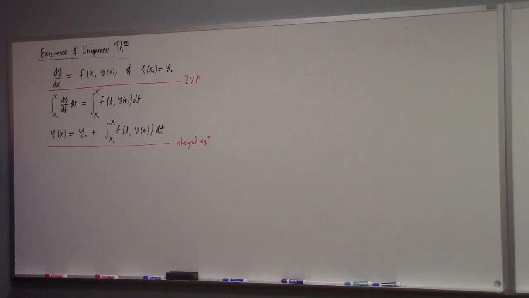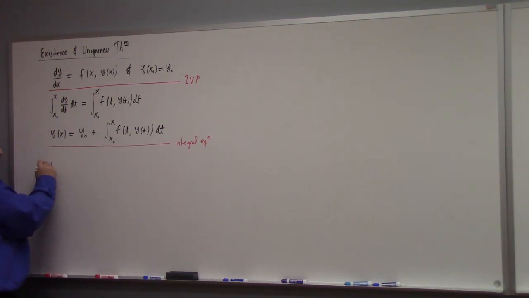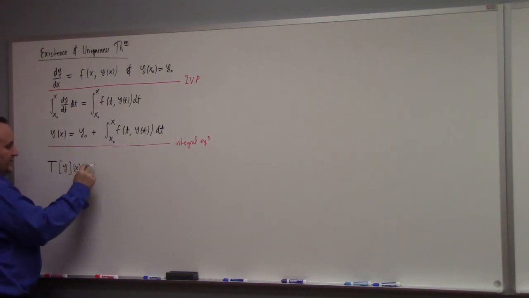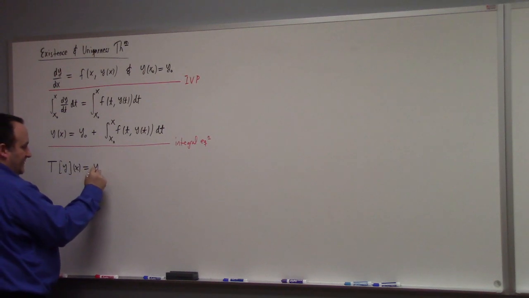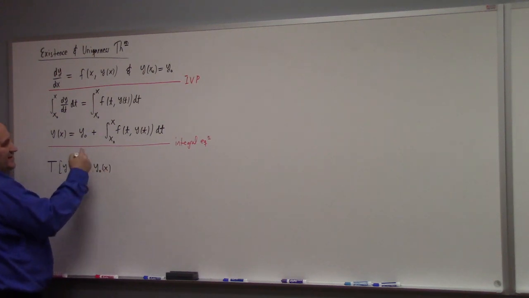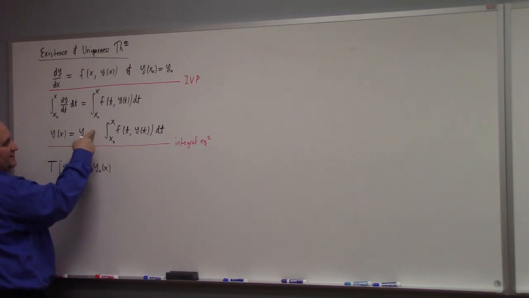All right. So in that sense, this is a little bit better than the differential equation in that the initial value is baked into it. That's kind of neat. And then what's done is we trade this for an operator. So we think about T of y of x as equal to, well, guess what? y naught.